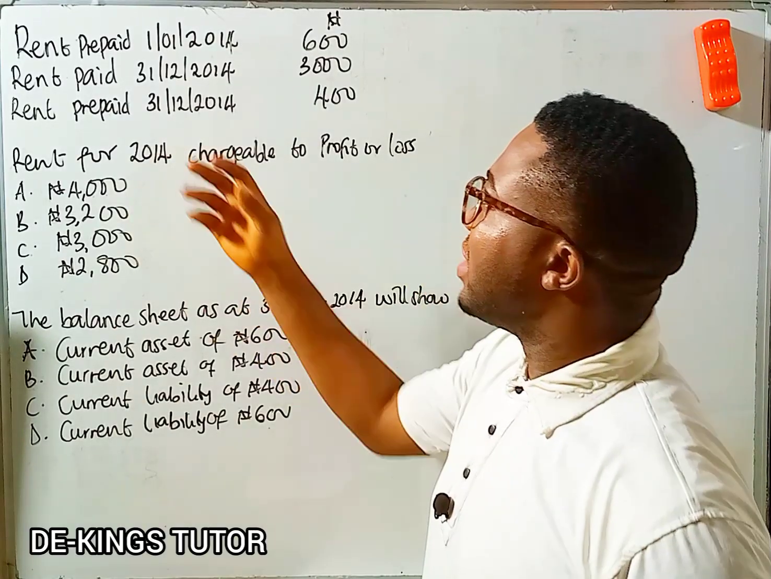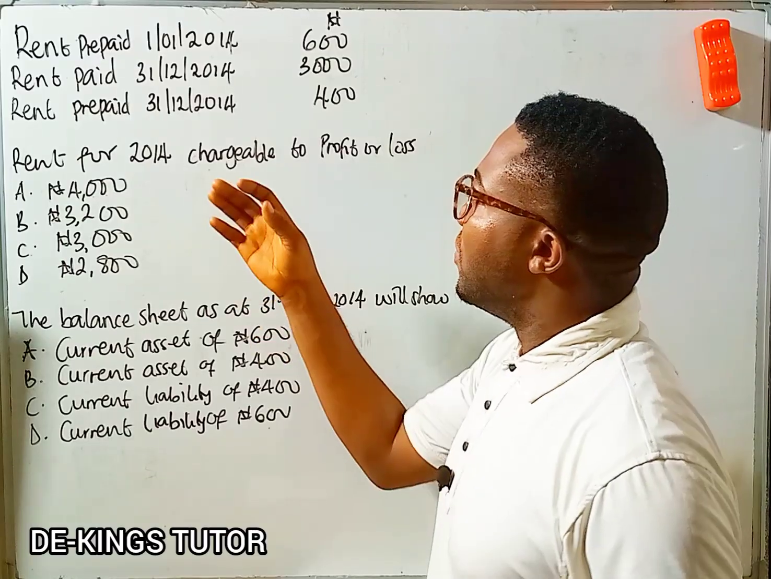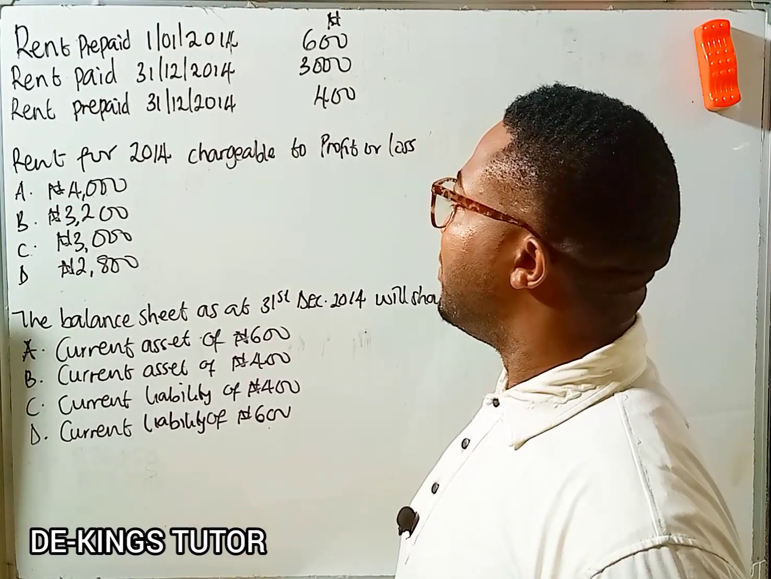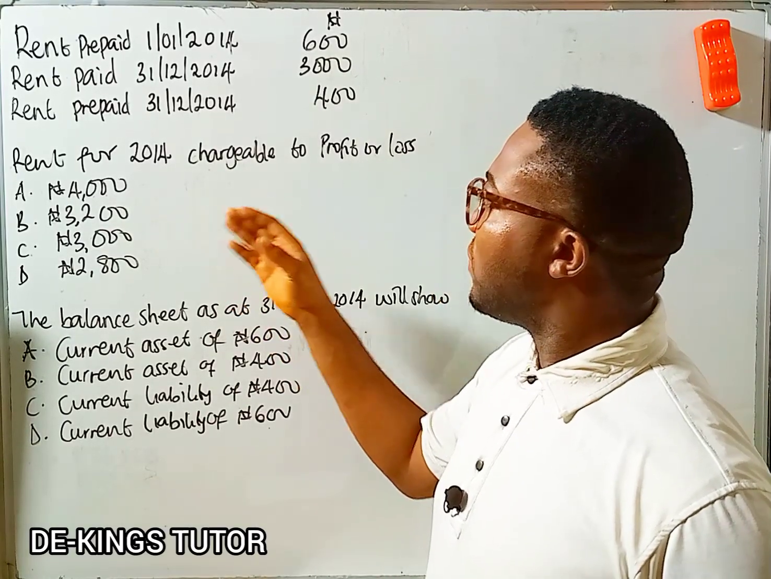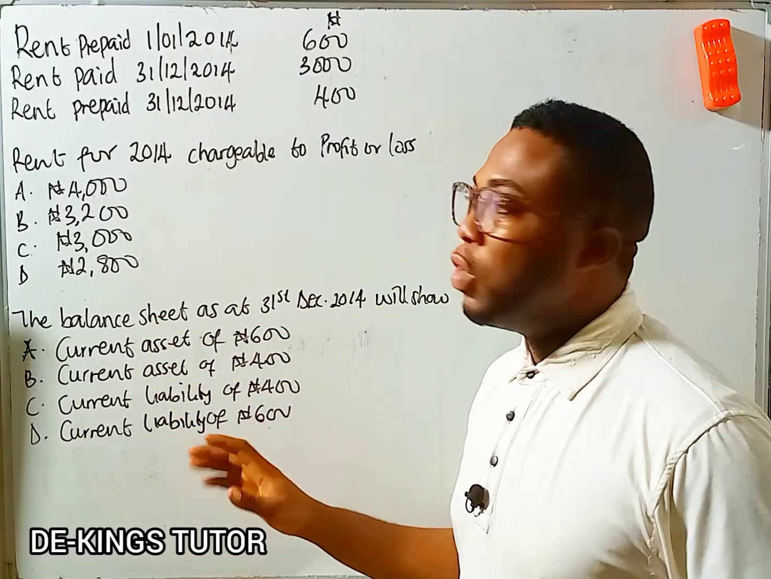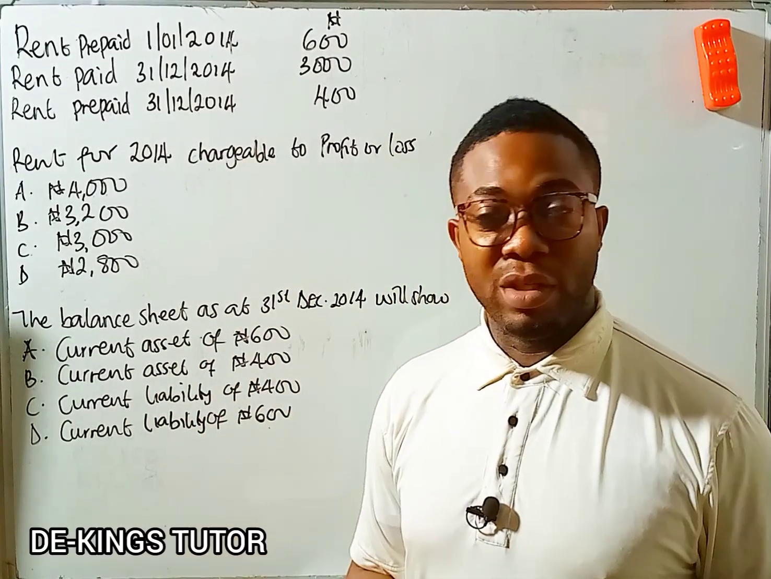Okay, and the question said rent prepaid on the 1st of January 2014 is 600. Rent paid at 31st of December 2014 is 3,000, and rent prepaid 31st December 2014 is 400. Now the question is: rent for 2014 chargeable to profit or loss is dash. So to do this, you have to be conversant with adjustment of the additional information.